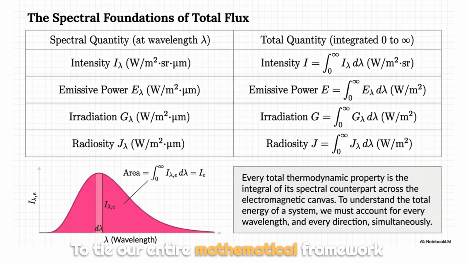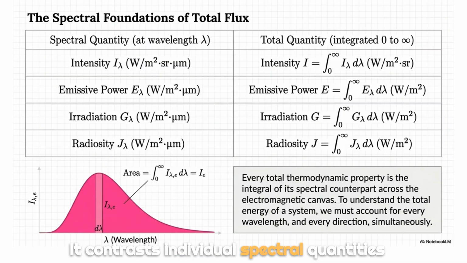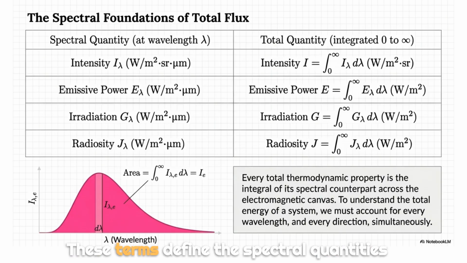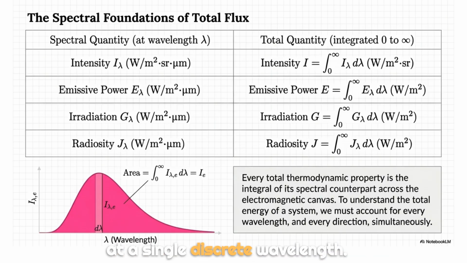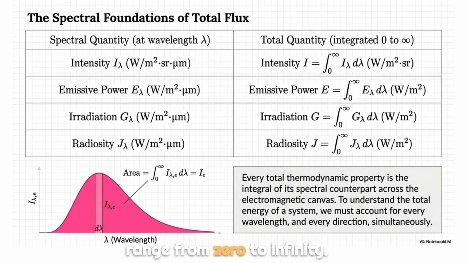To tie our entire mathematical framework together, this slide provides a comprehensive summary mapping. It contrasts individual spectral quantities against their total integrated counterparts across all 4 core properties: intensity, emissive power, irradiation, and radiosity. Look at the left column of the table. These terms define the spectral quantities at a single, discrete wavelength. They are localized values. Now look at the right column of the table. The expressions structured inside this right-hand column define the total thermodynamic properties, showing how each total property is computed as a definite calculus integral of its spectral counterpart across the entire wavelength range from 0 to infinity.